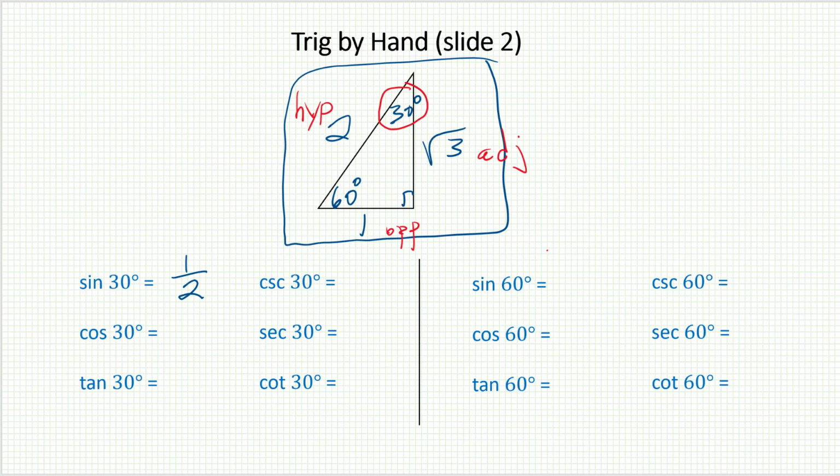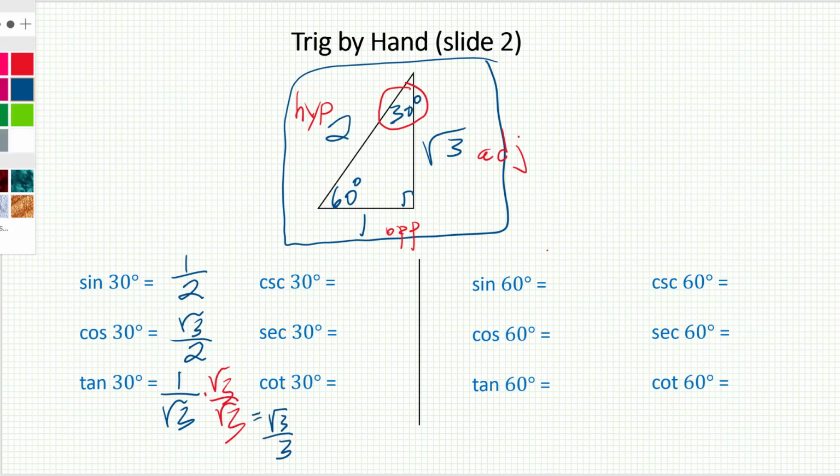Cosine 30 degrees, root 3 adjacent over hypotenuse 2, root 3 over 2. Tangent 30 degrees, opposite 1 over adjacent root 3. This one needs to be rationalized, and after I do that, I obtain a final answer of square root 3 over 3. The others are just reciprocated, so cosecant 30, 2 over 1, which simplifies to 2.